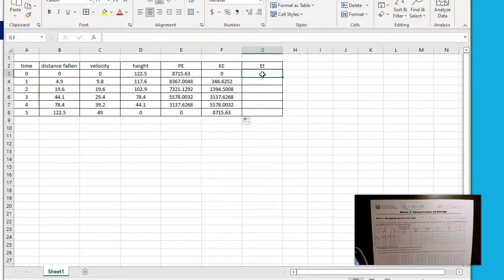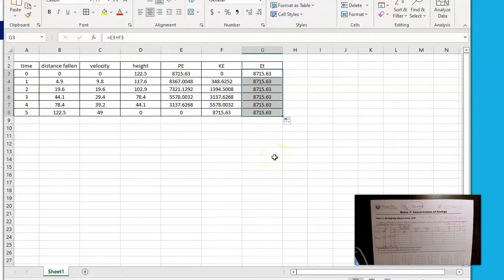And the ET is always going to be equal to the potential plus the kinetic joules. And the ET should remain constant during the entire trip. And again, the ET equals the work that was done.